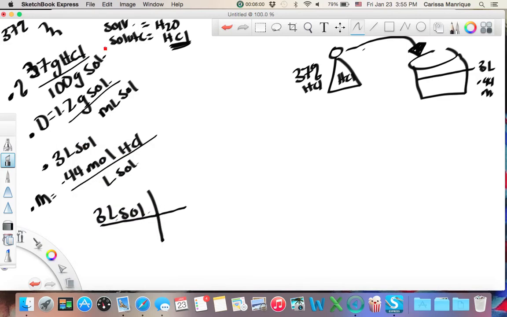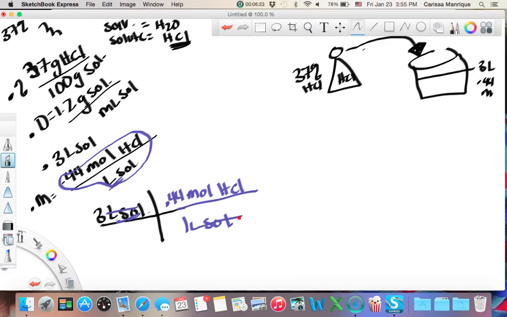So let's see what has a liter in there. Oh, look, right here in the molarity, I have a liter of solution, and that's what I'm trying to get rid of. So let's use that. I know that there are 0.44 moles of HCl per 1 liter of solution. Okay, good. So that gets rid of liters of solution.